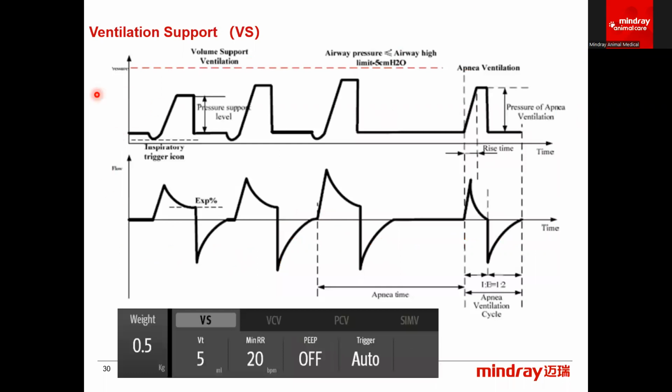So here's our little waveforms again. You can see that this is a little more similar to our volume waveforms, because it's a slightly slower inspiratory time. Of course, that's still determined by the patient. So we have our trigger right here, which can be either auto or you can set it yourself.